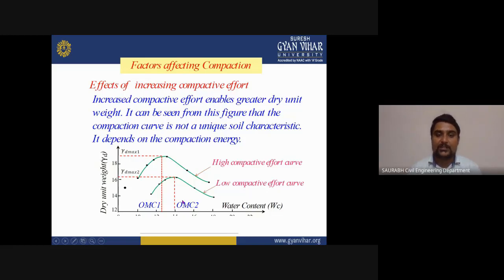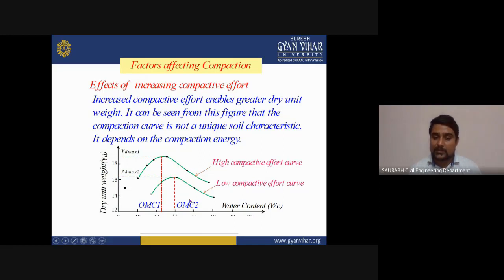Effect of increasing compaction efforts. Increased compaction efforts enable greater dry unit weight. It can be seen from the figure that the compaction curve is not unique to soil characteristics. It depends on the compaction energy. As you can see here, that is your high compaction efforts curve, and this is your low compaction efforts curve, and that will be your OMC1 and that will be OMC2.